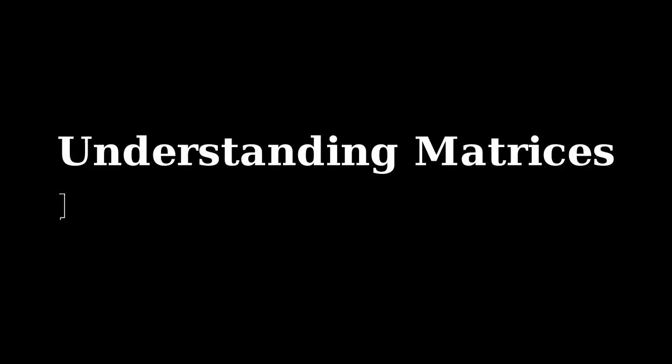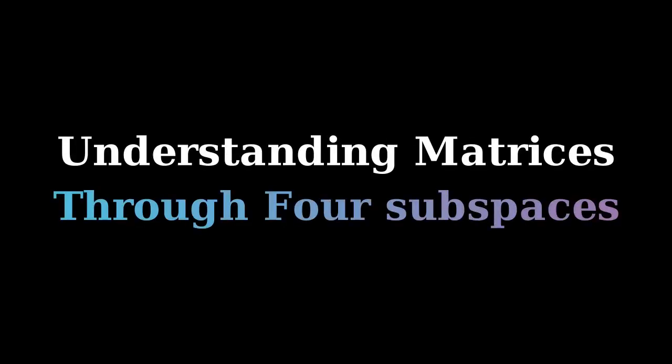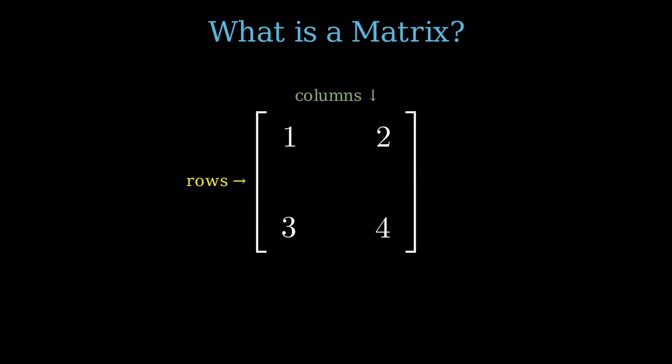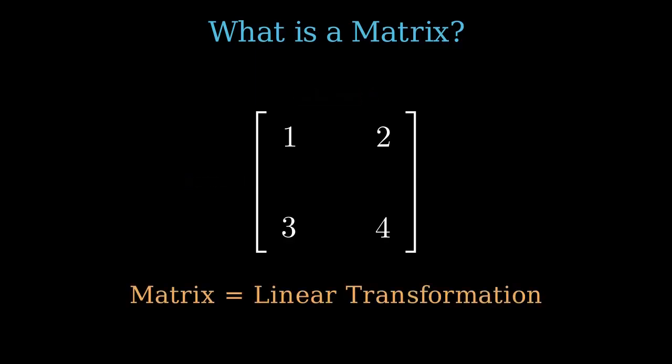Welcome. Get ready to see linear algebra in a completely new way. Let us start from the very beginning. What exactly is a matrix? A matrix is simply a rectangular array of numbers organized in rows and columns. But here is the key insight. A matrix represents a linear transformation. It is a function that takes vectors as input and produces vectors as output.